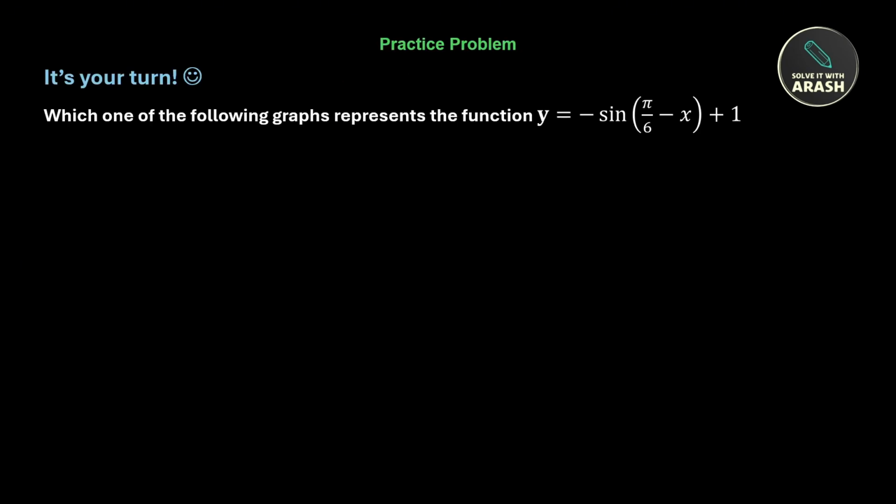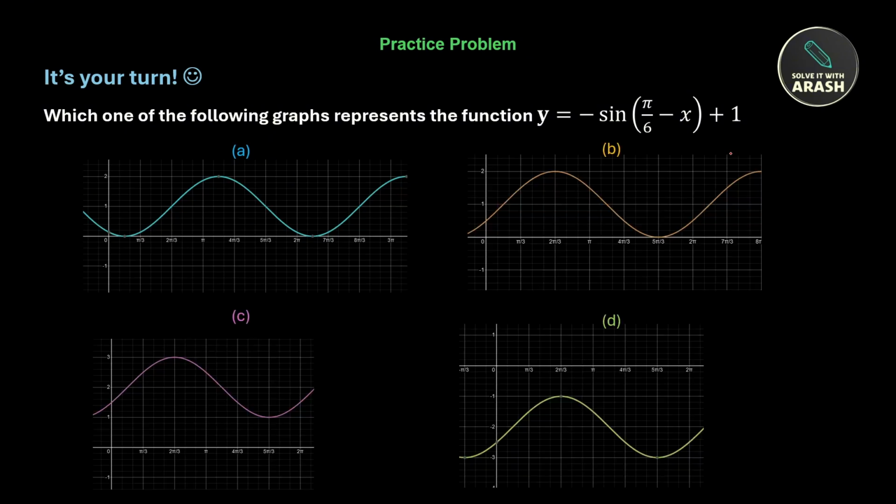All right, now it's your turn. Which of the following graphs represents the function y equals negative sine of (pi over 6 minus x) plus 1? And there are 4 answers shown here, A, B, C, D. Use the transformation parameters to find the amplitude, period, phase shift, and the shifts up or down to find the answer to this question.